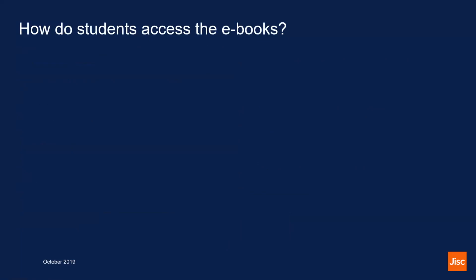Okay, so how do students access the ebooks? There are 3 main ways in which students can access the ebooks, and these largely depend on your organization, more specifically, how the library has set up the ebooks.